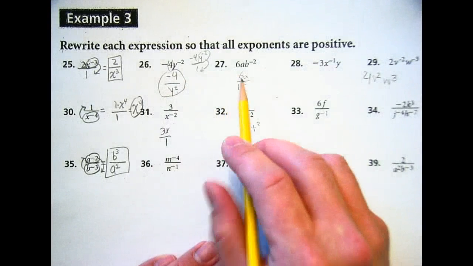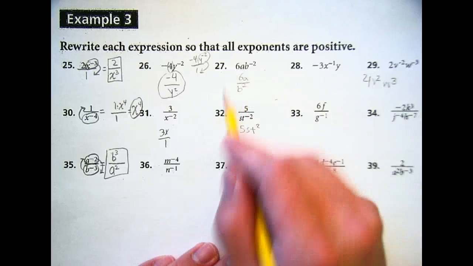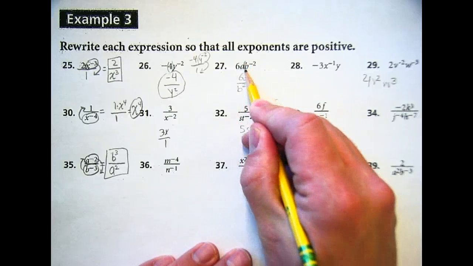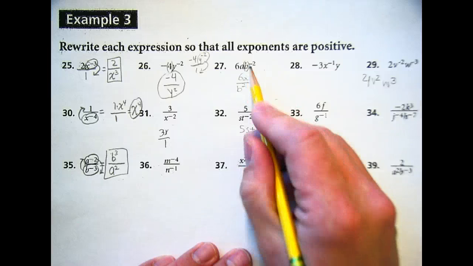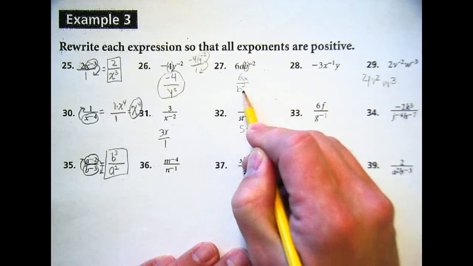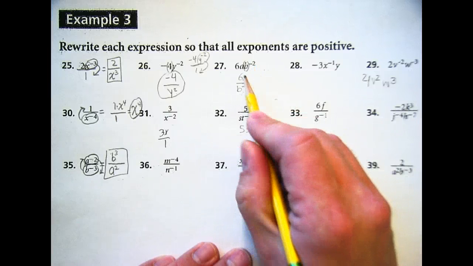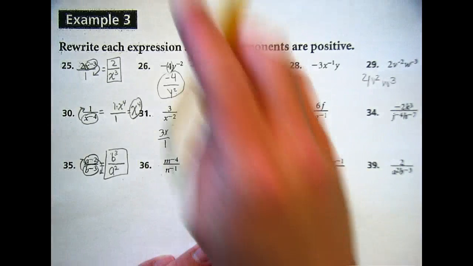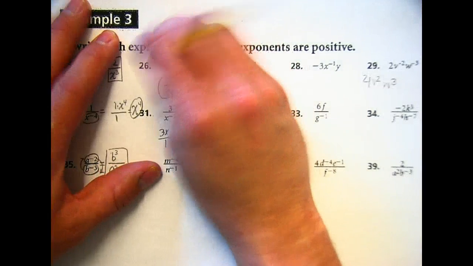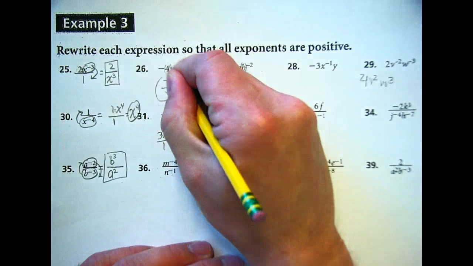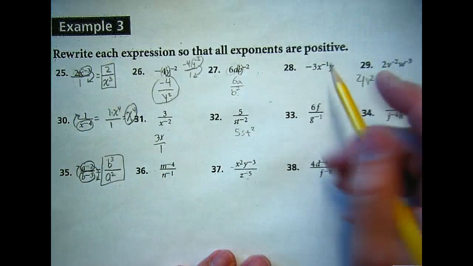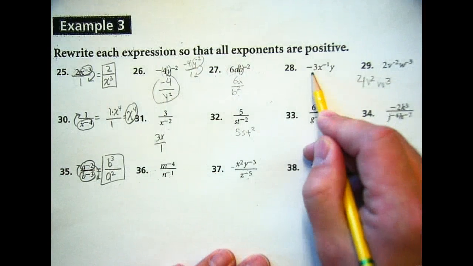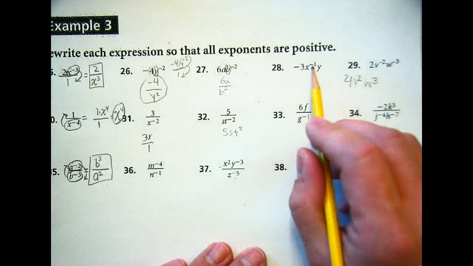Number 27. Which part moves? Well, it looks like only the b does. So I'm going to put that in parentheses. That makes a little more sense. That part moves. We swing it down. This part stays up. So my help, rather than putting the negative 4 in parentheses, is to put the part that's moving in parentheses. Seems to be the case there.